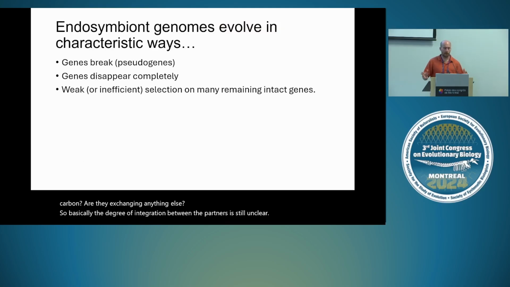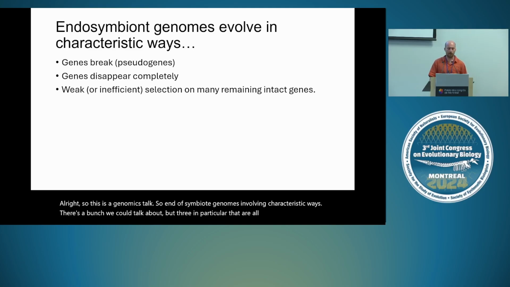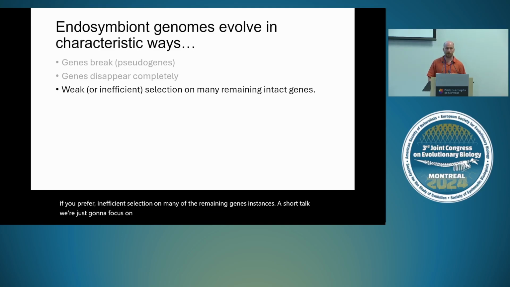All right, so this is a genomics talk. Endosymbiont genomes evolve in characteristic ways. There's a bunch we could talk about, but three in particular that are all related. Genes break, they become what are called pseudogenes. Genes disappear completely, and there's weak, or if you prefer, inefficient selection on many of the remaining genes. And since this is a short talk, we're just going to focus on that last one, weak selection.